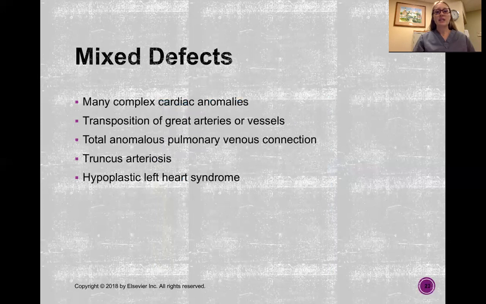So when we're looking at our mixed defects, these can get fairly complex. So we have different complex abnormalities, transposition of the great vessels or arteries, and you can see the list here of different mixed cardiac defects. We see significant desaturation, we see pulmonary congestion, and we see a decrease in cardiac output with these mixed defects.